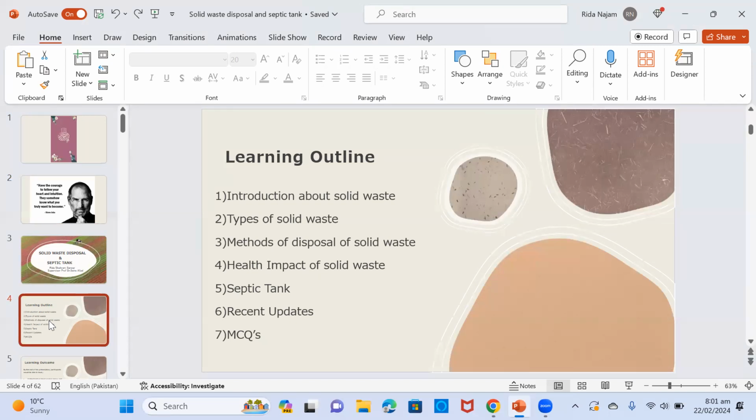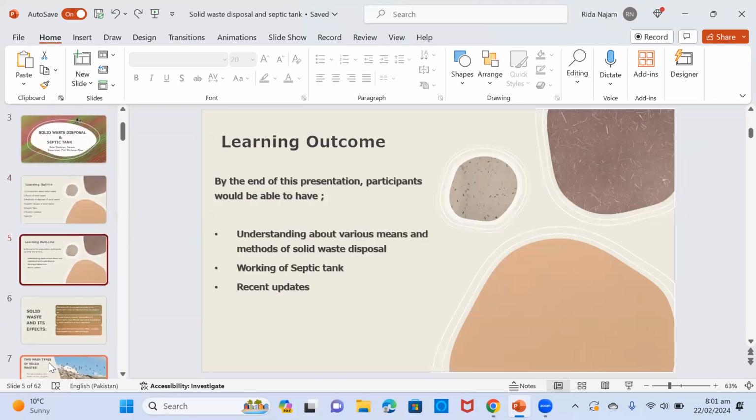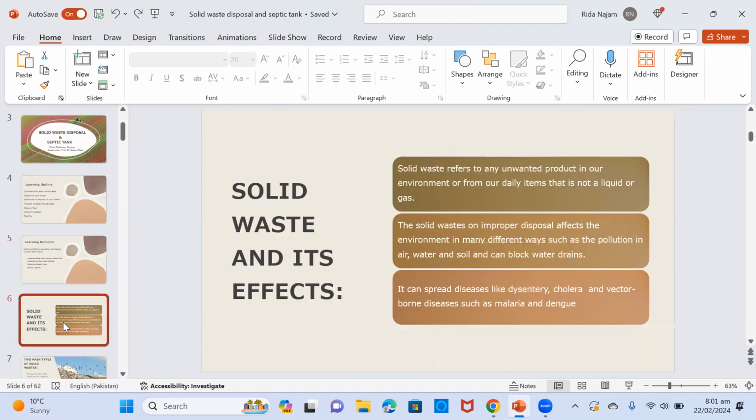of solid waste, septic tank, recent update, and MCQs. Learning outcome: by the end of the presentation, participants would be able to have understanding about various means and methods of solid waste disposal, working of septic tank, as well as recent updates.